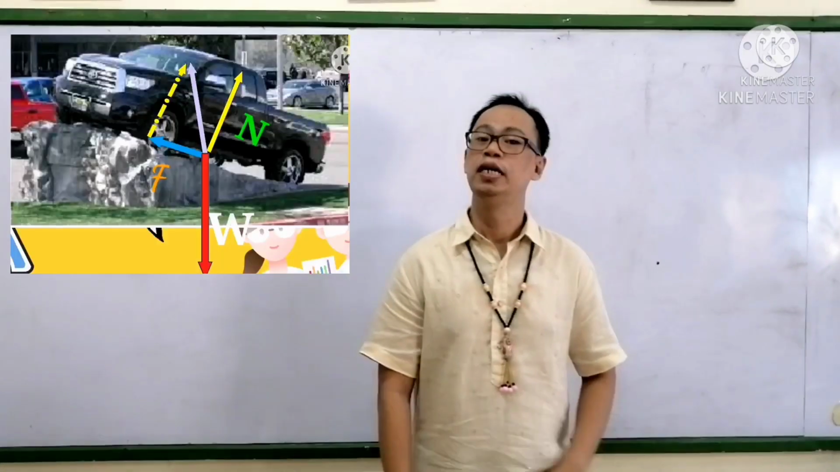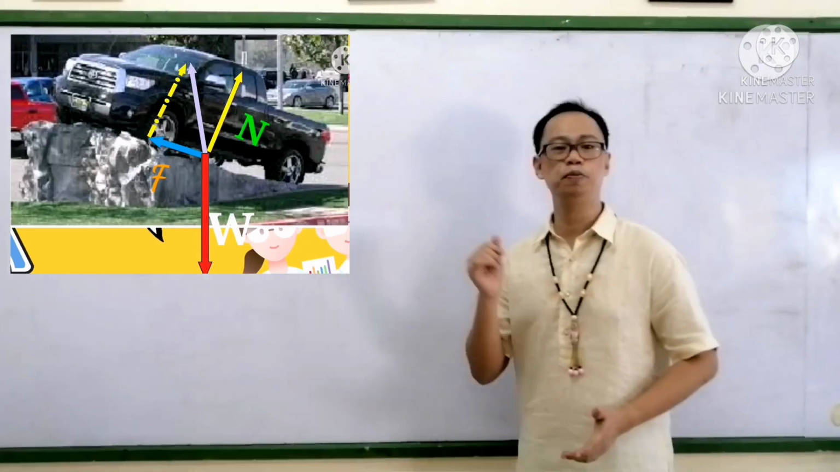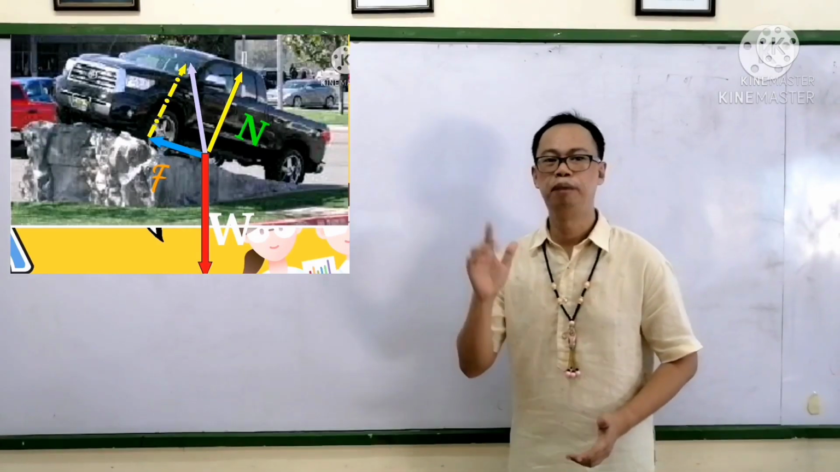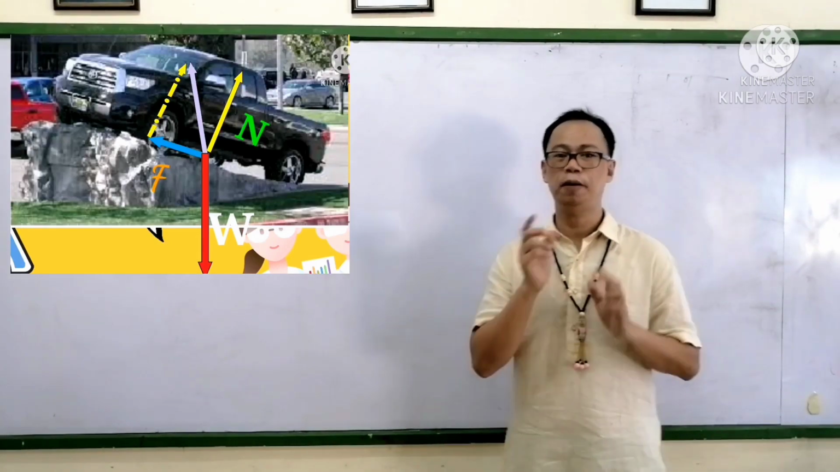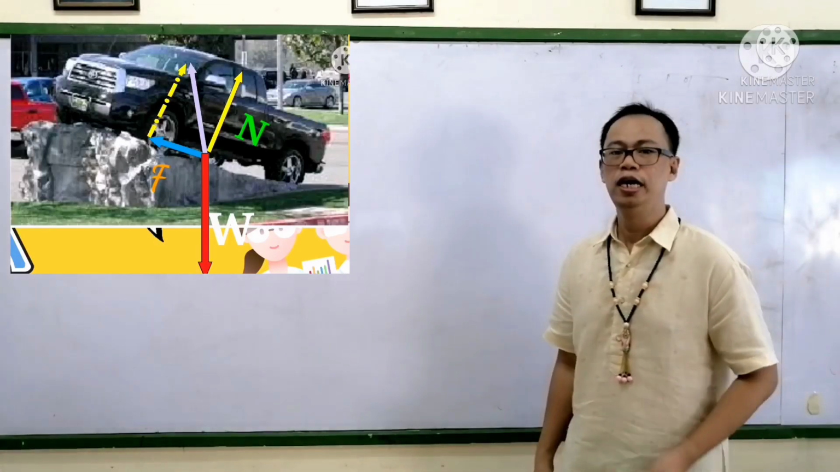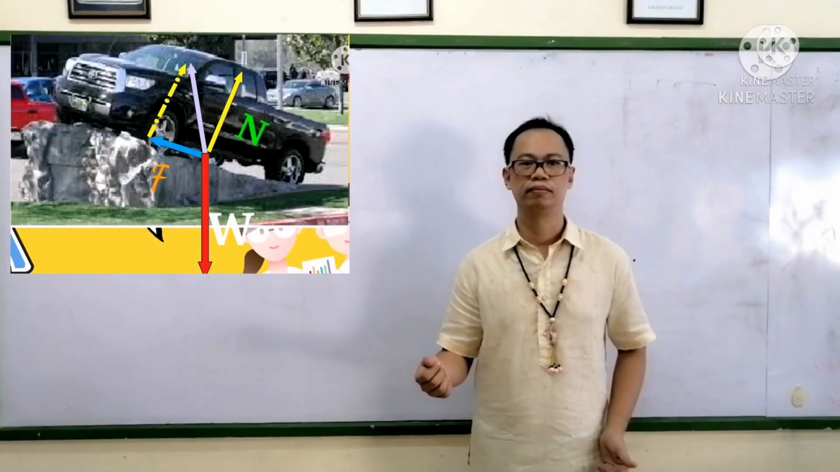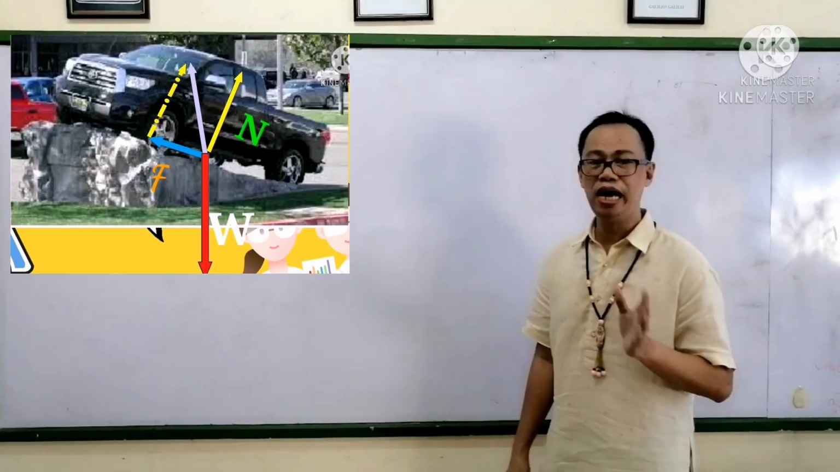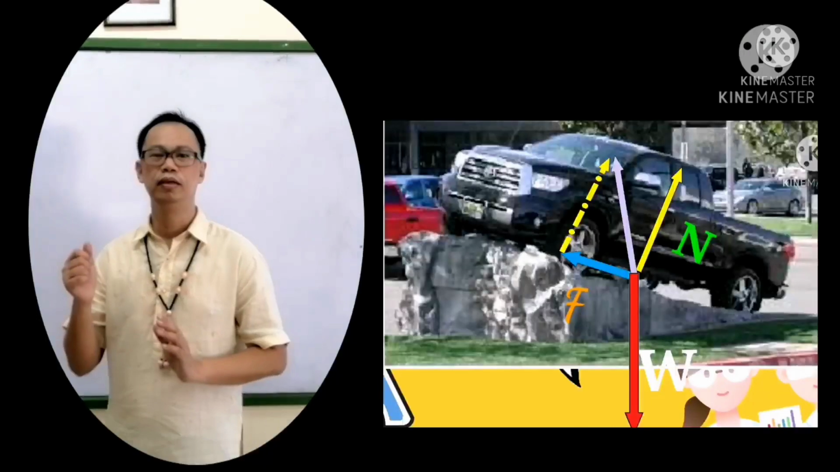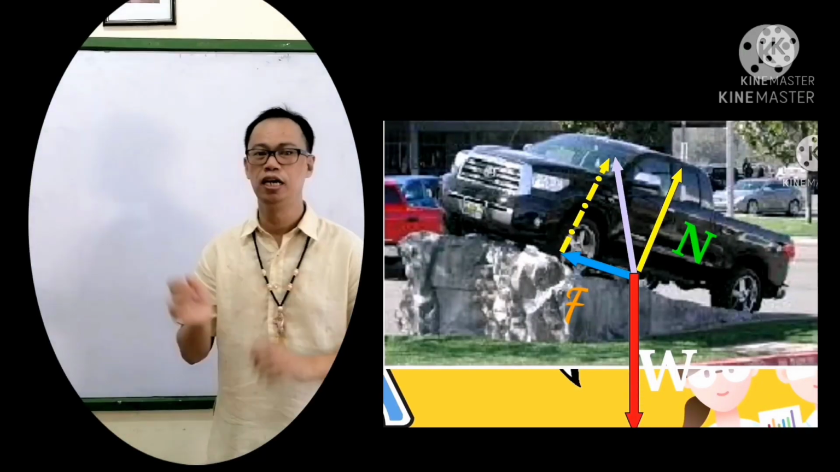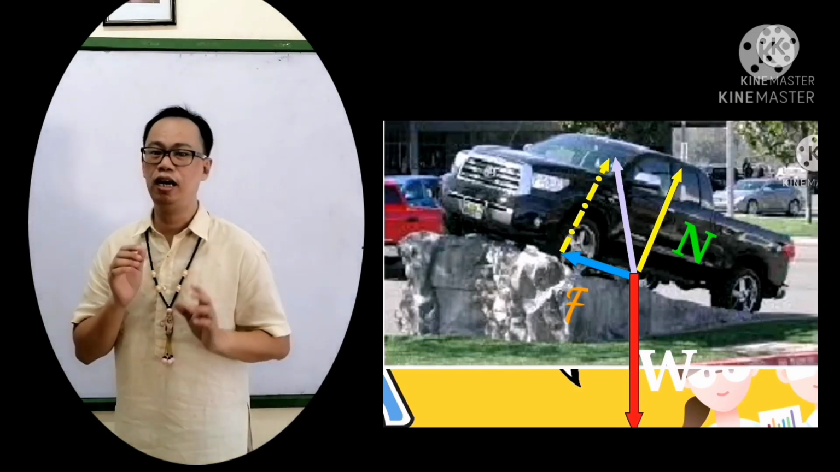Did you get the correct answers? If you did, congratulations! At a glance, the forces appear to be unbalanced. But careful inspection of the forces acting on the car shows that the vector sum of the friction force and normal force exerted on the car is equal in magnitude but opposite in direction to the gravitational force. The forces are indeed balanced. The net force is zero and the object is in equilibrium.